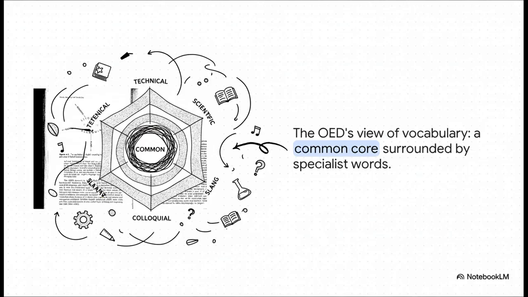Check out this brilliant diagram from the Oxford English Dictionary. It shows that what we all share is just that common core in the middle, but orbiting around it are all these other layers: specialist words, technical terms, slang, you name it. That common core, it's really just the beginning.